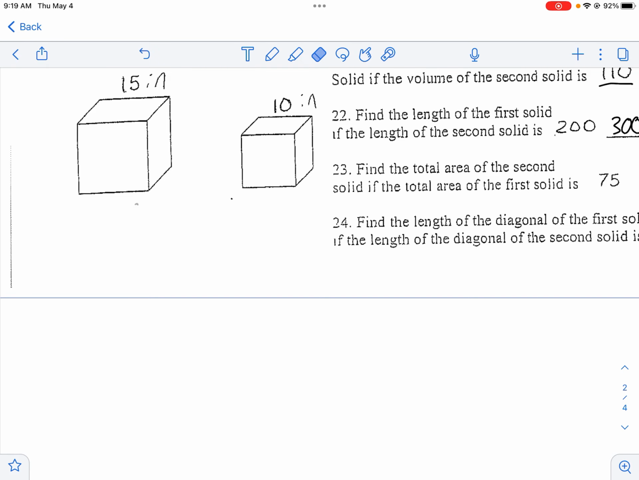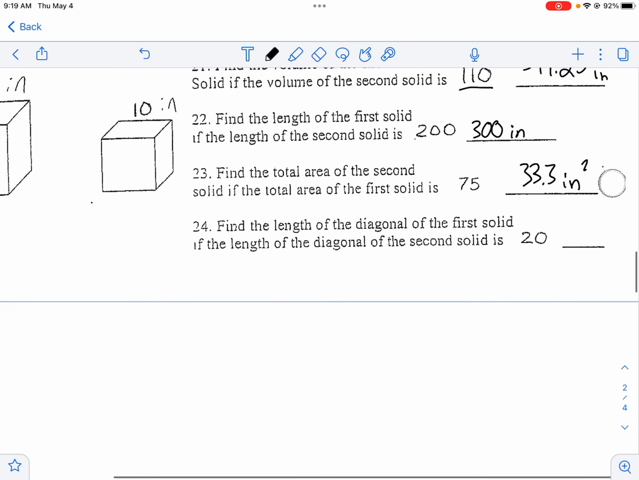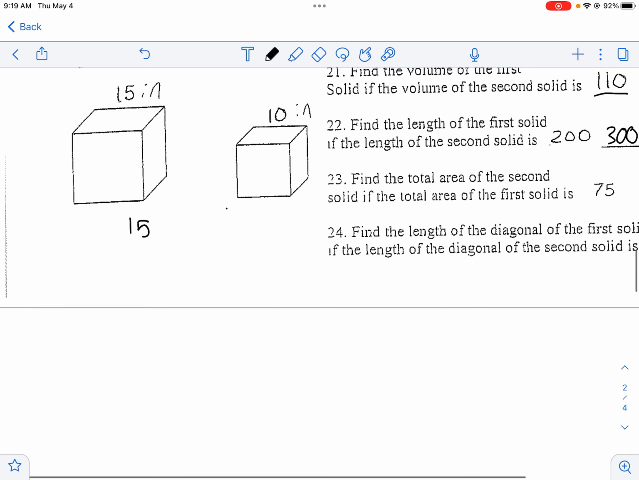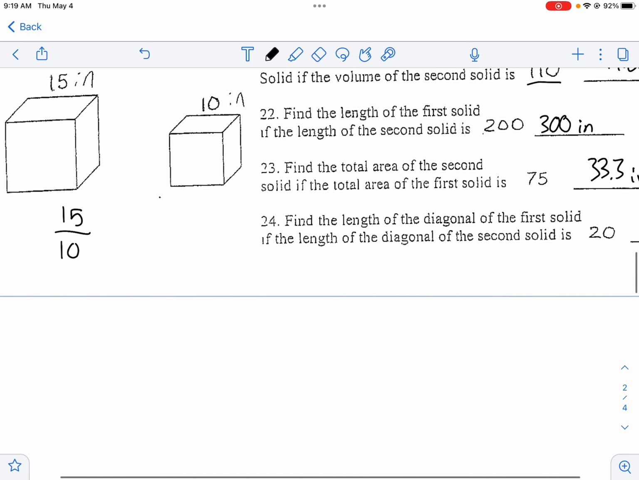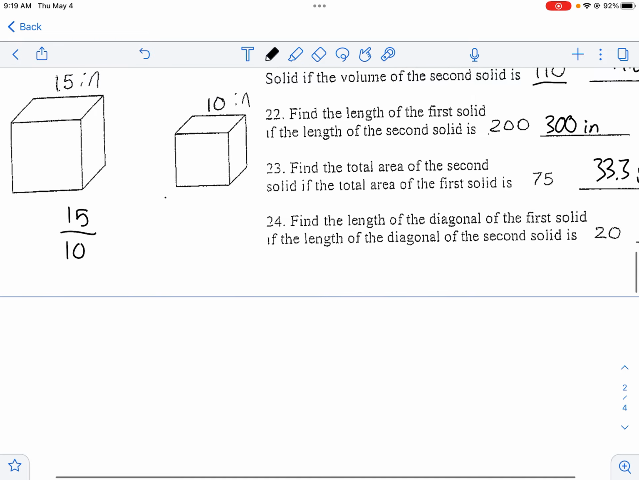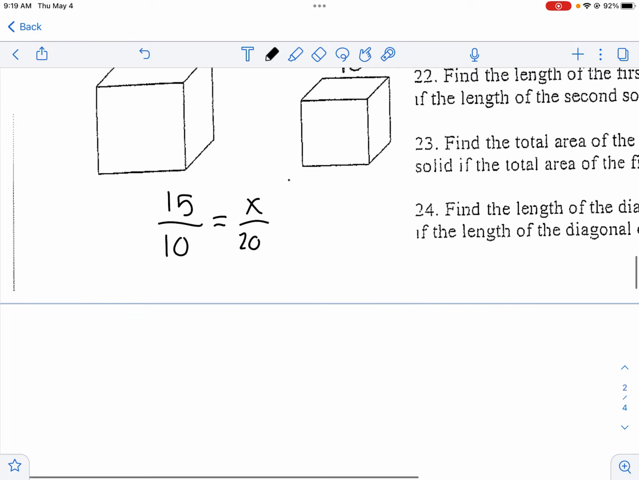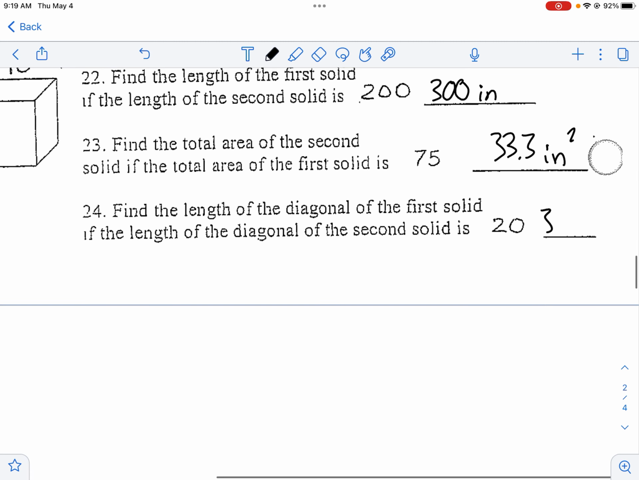Last one. Let's go ahead and find the length of the diagonal of the first solid. Since it's a similar object, the lengths of the diagonal are still going to be proportional. So the second solid is 20. Let's find that first solid, so we can put an x there. So we've got second solid, first solid, all lined up. 15 times 20 divided by 10 is 30. So our length is 30 inches. And that's your practice test. Good luck.